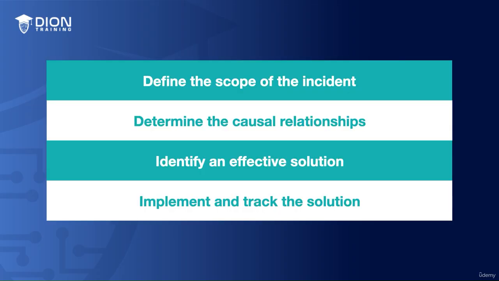First, we define the scope of the incident. Second, we determine the causal relationships that led to that incident. Third, we identify an effective solution. And fourth, we implement and track the solution to ensure that the incident is fully resolved. So let's go through a quick example.